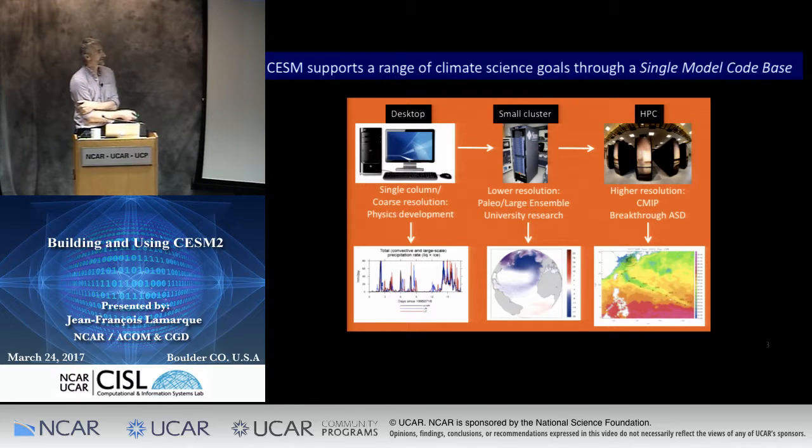That goes from something you can run on your desktop or laptop, like a single column version, reducing the whole world to just one vertical column. That's a good test bed if you're looking at atmosphere parameterization. You want to look at clouds, and you might be able to compare with observations at a single site. So this is a physics development test bed.